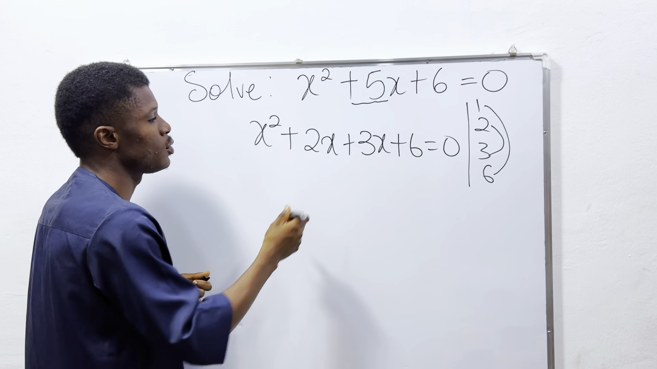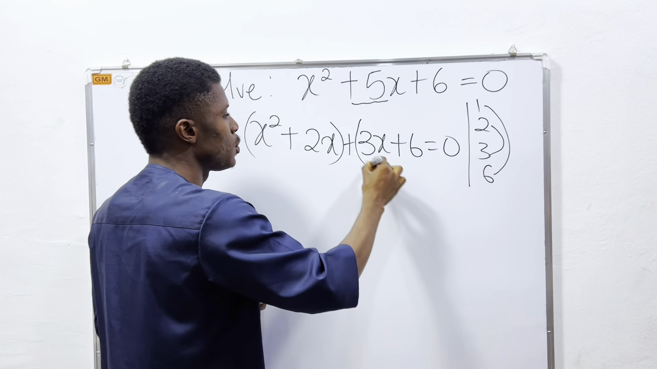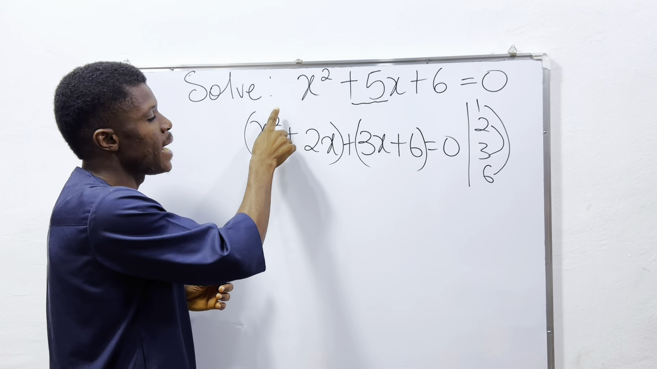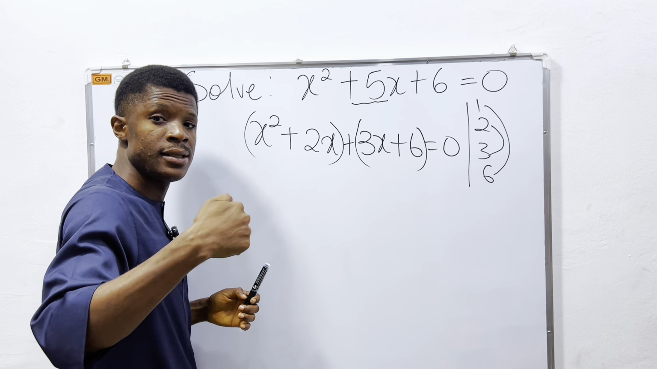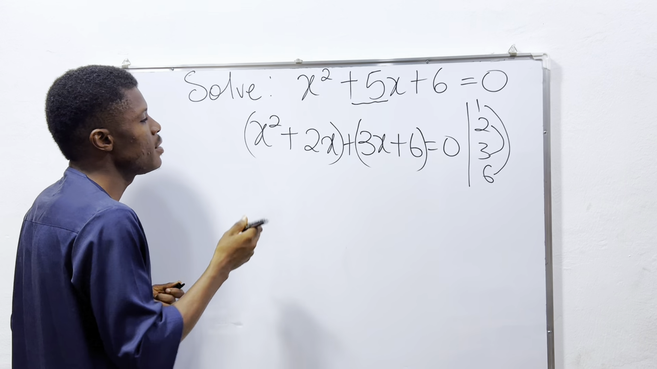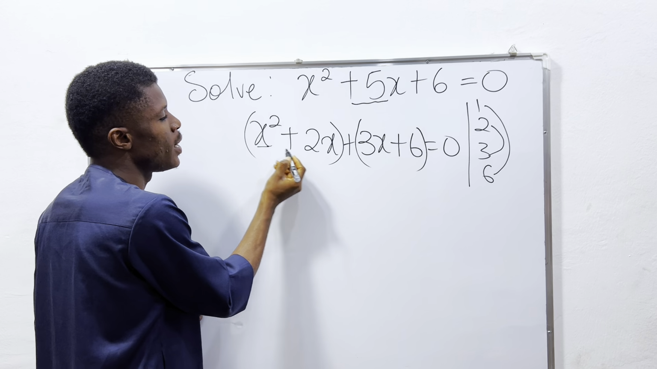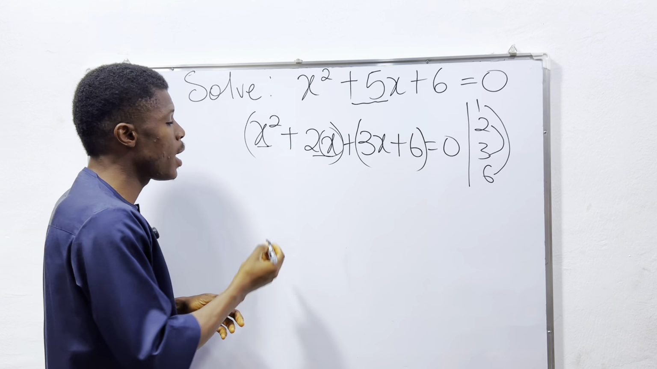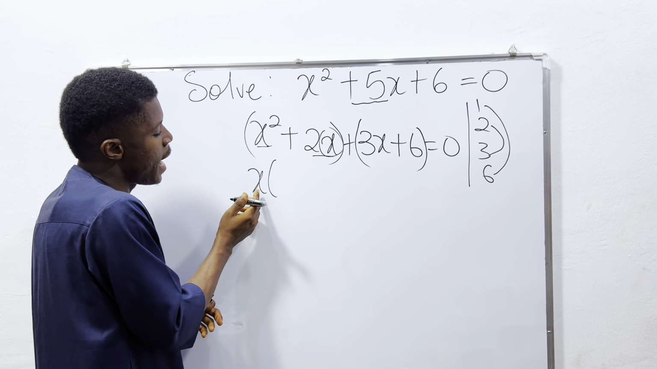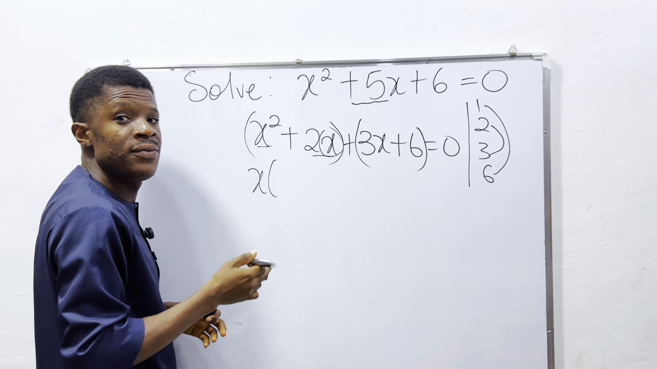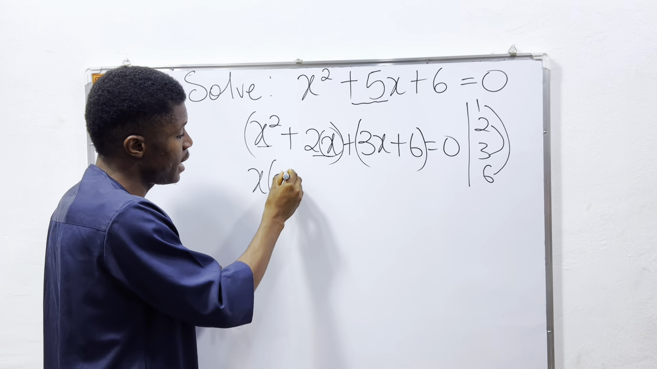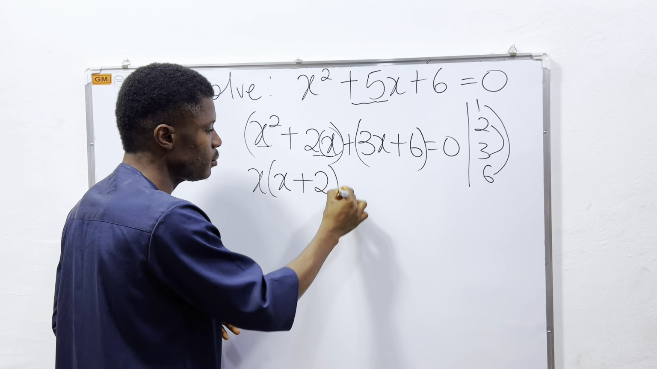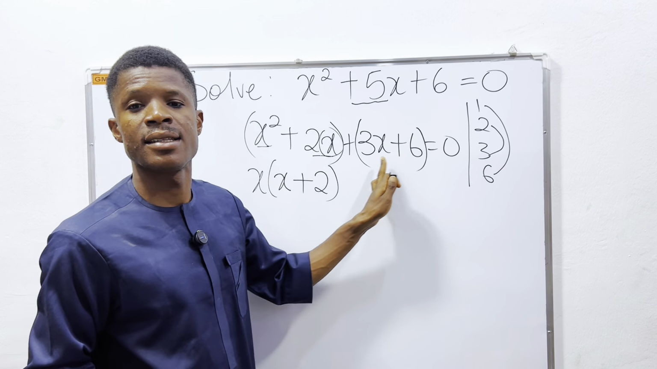Since we have this, we now group the first two terms and also group the last two terms. What can we factor between x squared and 2x? If you know that, drop it in the comments. What we can factor between x squared and 2x is the common term x. If you factor out x, x divided by x squared leaves x, then x divided by 2x leaves 2.